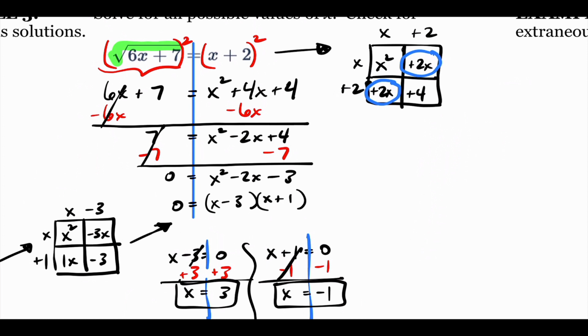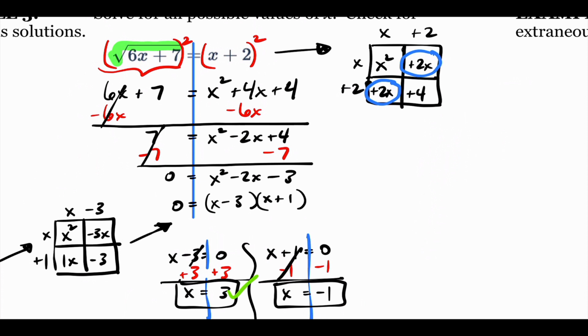So let's check to see if it works. If I plug in 3, back into the original, 3 times 6 is 18. Plus 7 is going to be 25. What's the square root of 25? 5. Okay. And then over here, if I plug in 3, I also get a 5. So I get 5 on both sides. Because I get 5 on both sides, that is a good answer. 3 is a verified answer.